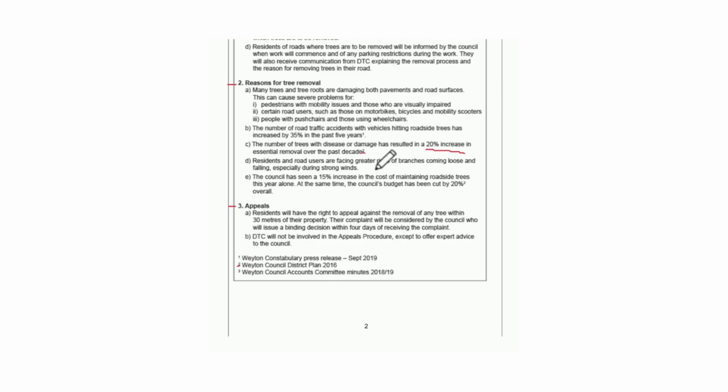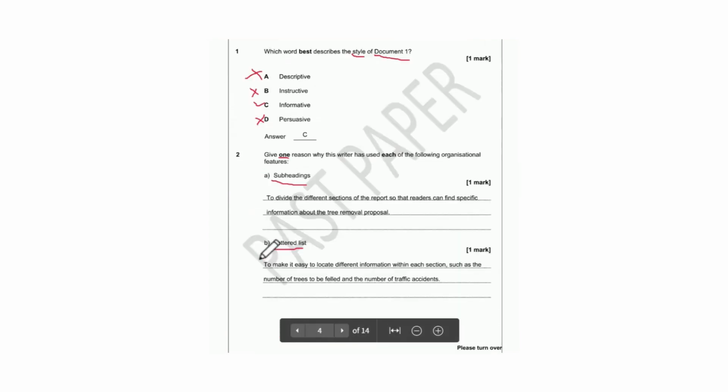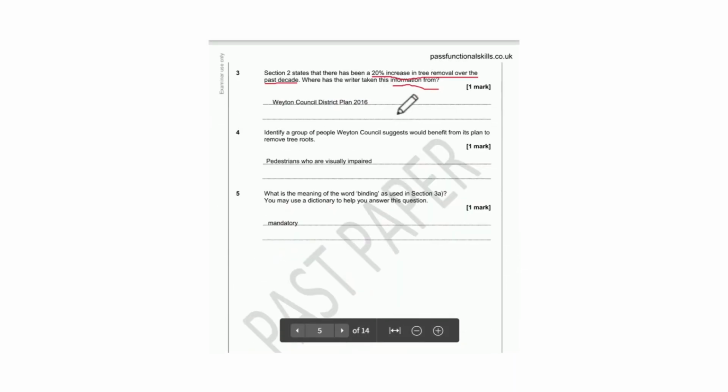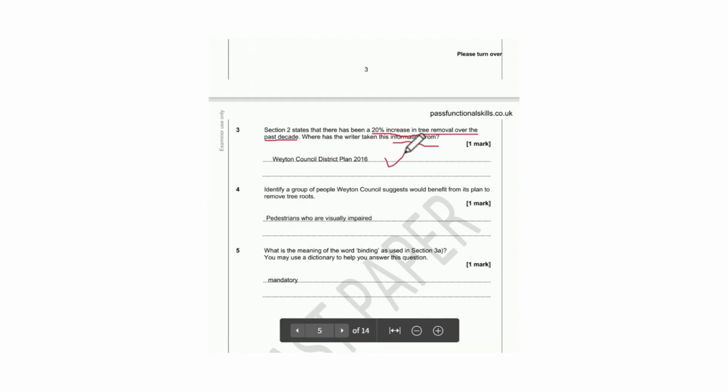So what that is showing you is where the writer has taken that fact from. So the answer to this question would be the writer has taken the information from the Weighton Council District Plan 2016. So we know that that's right.